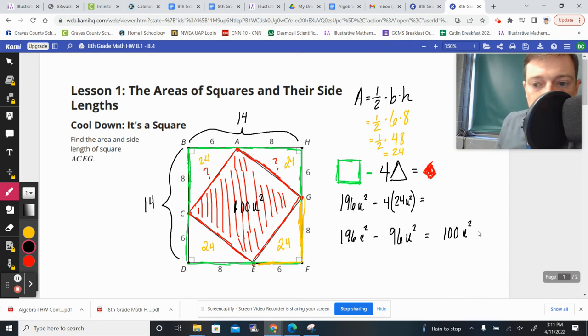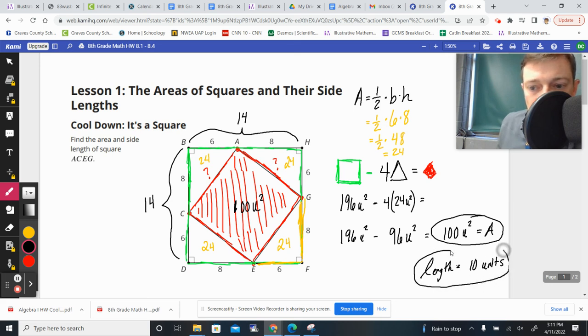So our area equals 100 square units, and our length equals 10 units. And those are our two answers for our cool down for today.